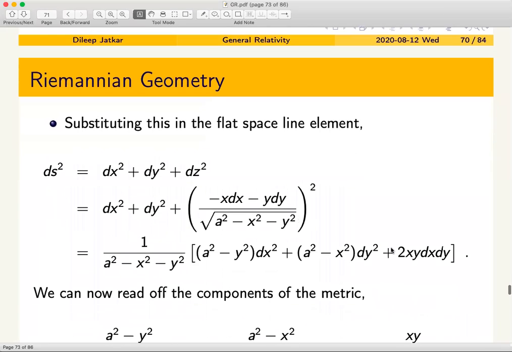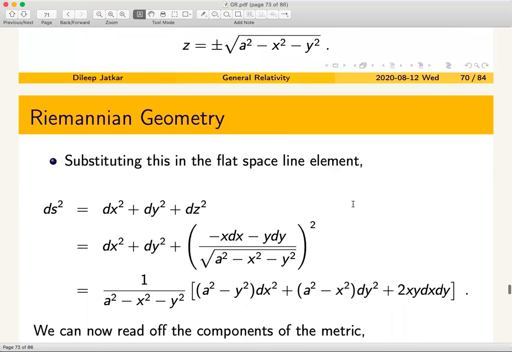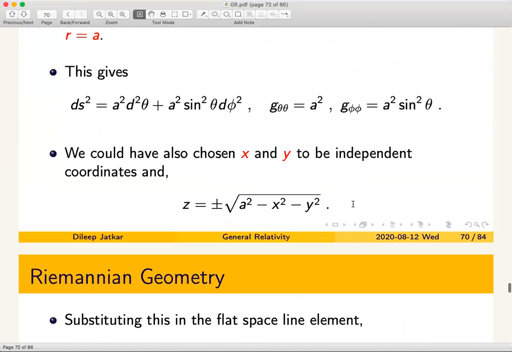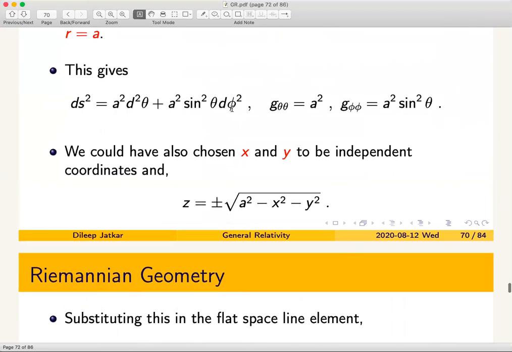If you do that, then you get an expression like this: 1 over a squared minus x squared minus y squared, a quantity that sits outside, and then everything is written in terms of dx squared, dy squared, and dx dy. So for the first time we are seeing a metric in which you have something called an off-diagonal piece. This is something we did not even see in the spherical polar coordinate system. Even the polar coordinate system has d theta squared and d phi squared. There was no term like d theta d phi or dr d theta or some such thing. But here we do.